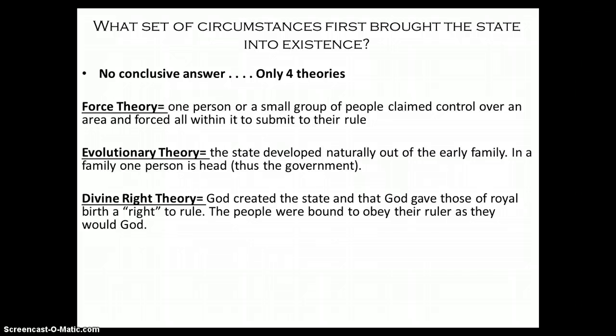The third theory is the divine right theory. This dominated Western thought for a very long time. This theory states that God created the state, and that God gave those of royal birth a right to rule, and that the people were then bound to obey these rulers as they would God.